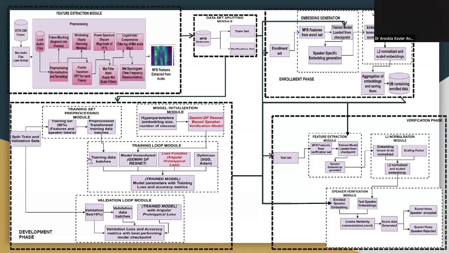The model actually is trained here. That is the development phase. The training and testing is done here. The hyperparameters are being projected for the DF ResNet model. It trains at a loop level.